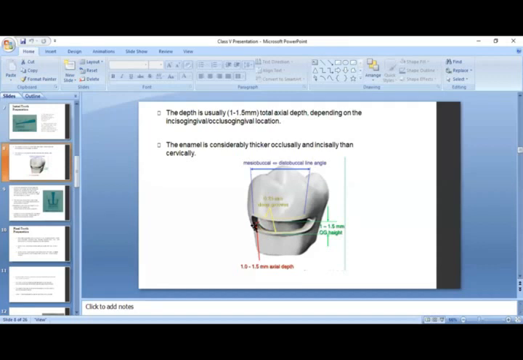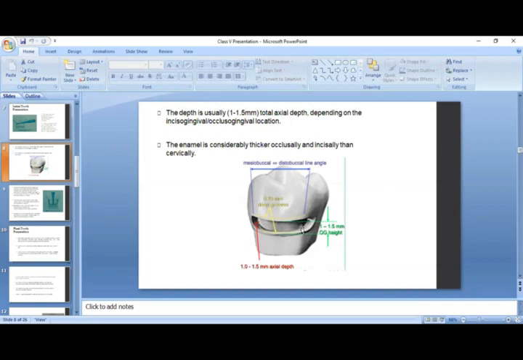Axial depth should be 1.0 to 1.5 millimeter. That means in the occlusogingival direction, the enamel is considerably thicker in the occlusal and the incisal cervical area. We have enamel on that side, enamel on that side, and enamel on that side, right? The enamel present on these surfaces, which we call occlusal surfaces, is thicker. Secondly, the enamel present in that whole area is very thick.